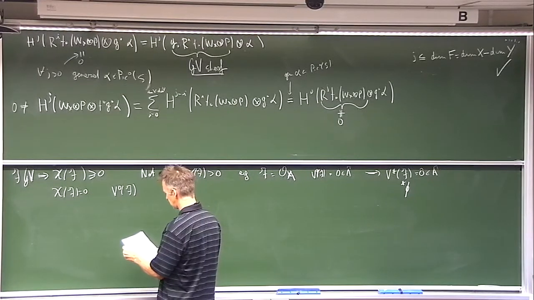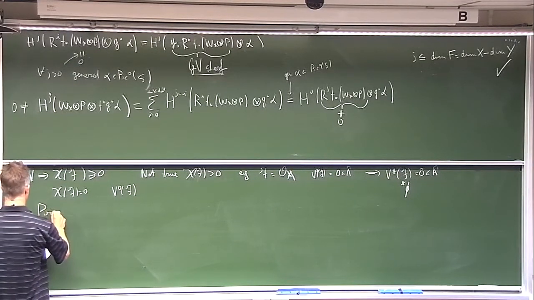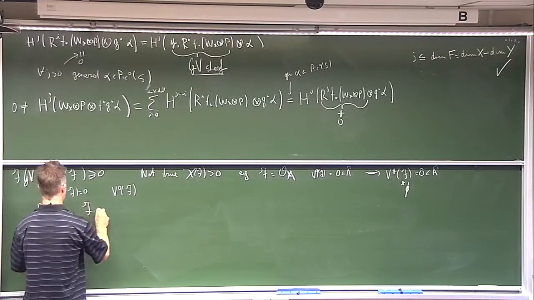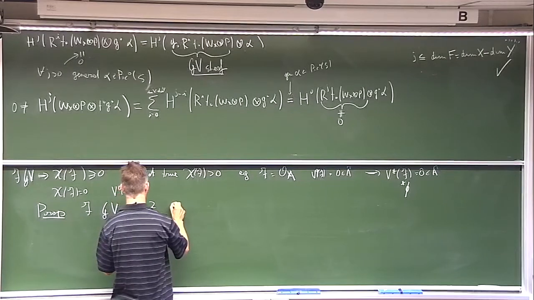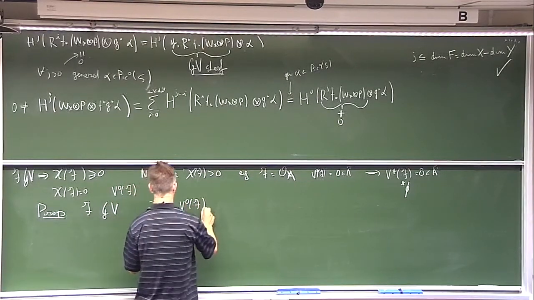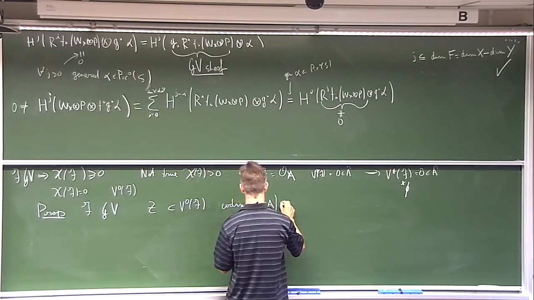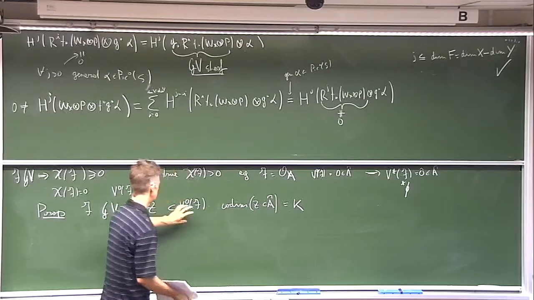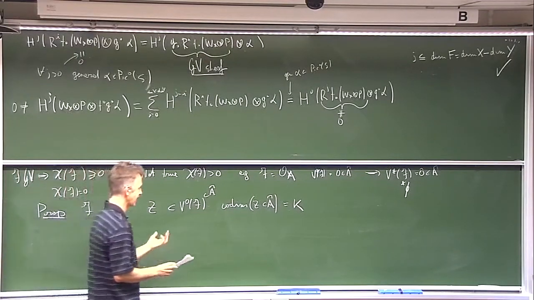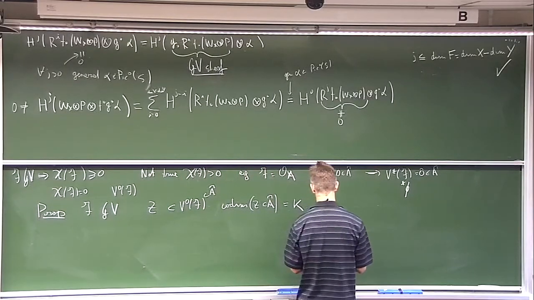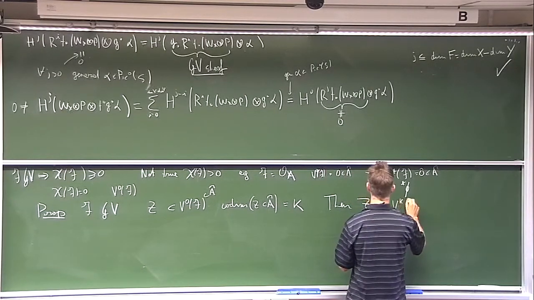Okay, so that's a theorem. I'm going to write it down. The proof is not too difficult, so I'll call it a proposition. Suppose that F is a GV sheaf, a coherent sheaf on an abelian variety A, and Z is an irreducible component of V0 of F, with the codimension of Z inside of A hat equal to K. It's only interesting if K is positive, otherwise it's an empty statement. Then I claim that Z is also a component of VK of F.